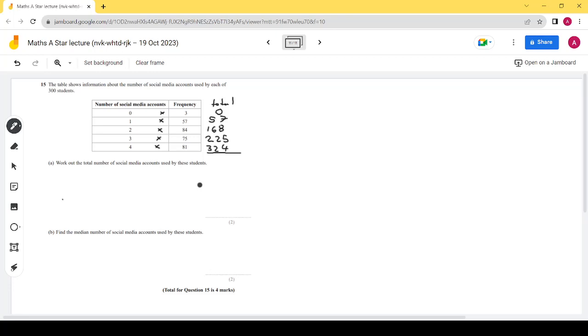I think it's 774, but I'm going to put it into my calculator to double check. Yeah, it is indeed. If you add them all together, it's going to get to 774.